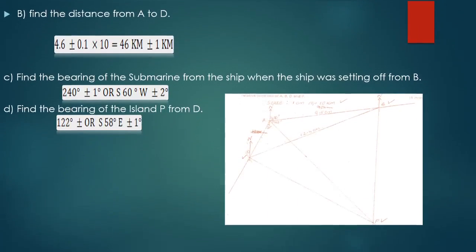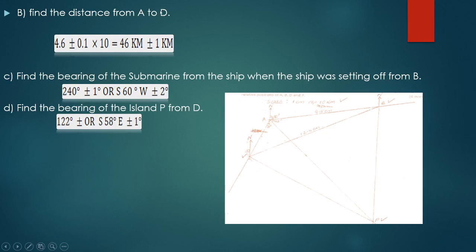Part B is that we find the distance A to D. Just use your ruler and measure A to D. We will find it is 4.6 centimeters. We multiply by the scale that we were given, which is 10 kilometers, and we get 46 kilometers, usually plus or minus 1 kilometer.